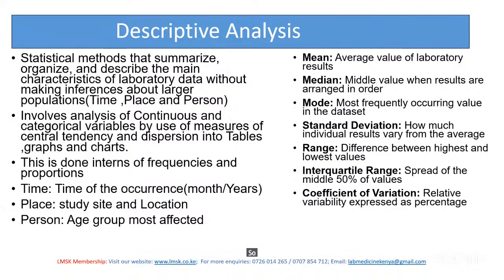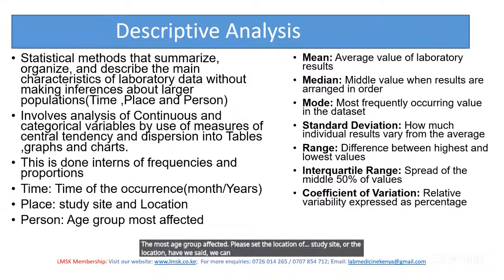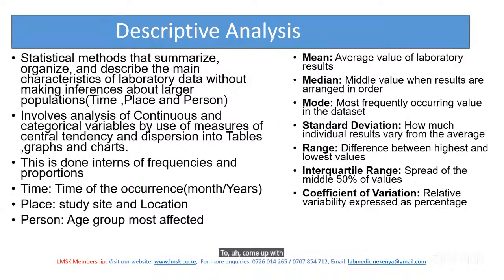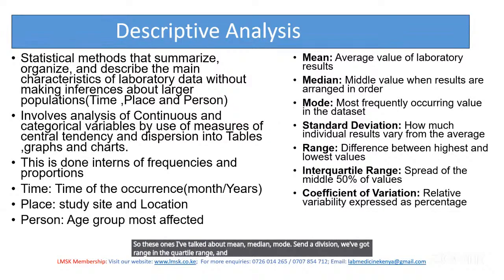So having that done in terms of time, place, and person: the most affected age group; place, the study location or study site, where we said we can use ggplot or QGIS to come up with the map of our place. Then we've also got time, that is the occurrence. This one is done in terms of years or months. So these ones I've talked about: mean, median, mode, standard deviation. We've got range, interquartile range, and coefficient of variation. This one is basically in the standard deviation.